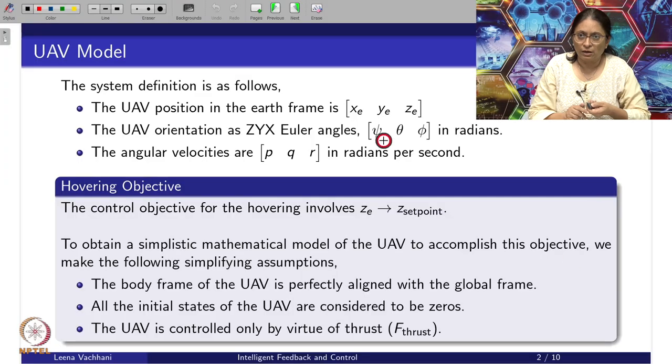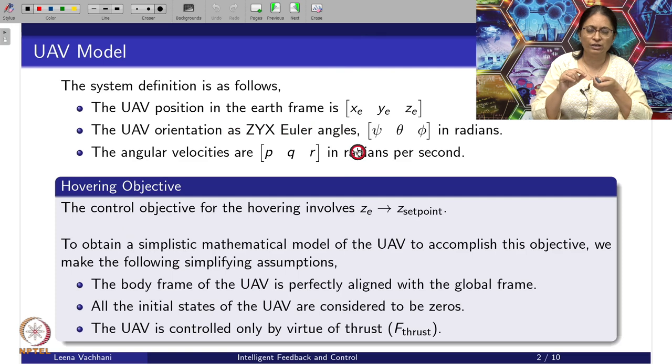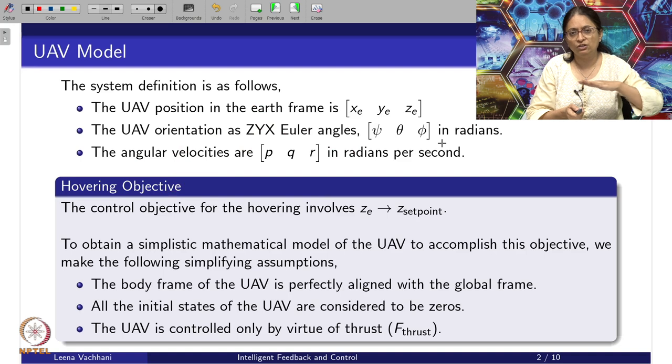So let's understand the system first and then design the controller, and that will help you to see how we make sure that the system representation turns out to be in a simpler form appropriate for the PID controls to apply. So the UAV position is given by the three-dimensional Cartesian coordinates X, Y, and Z with respect to the Earth frame. And the UAV orientations are given by Xi, Theta, Phi in three dimensions again, which is yaw, pitch, and roll. The corresponding angular velocities are given by P, Q, R.